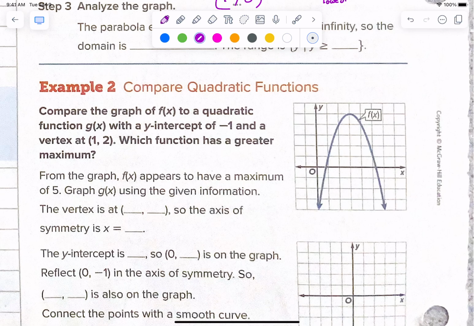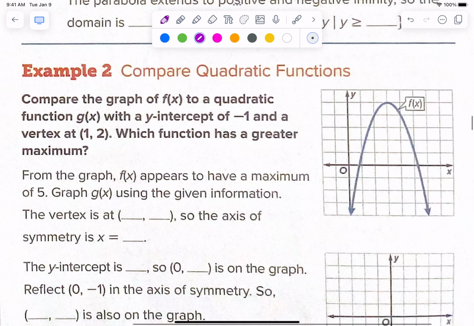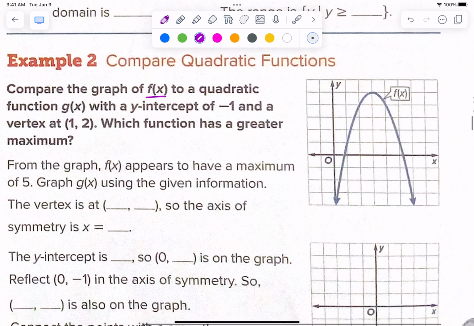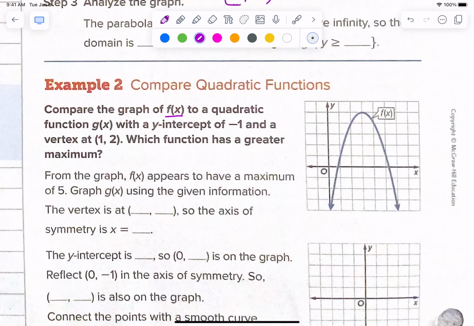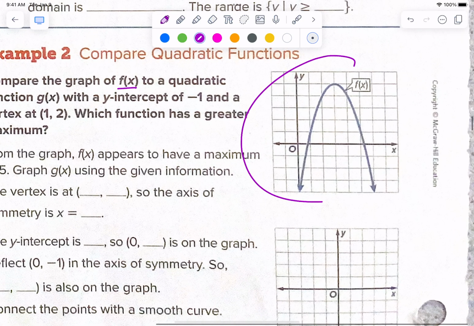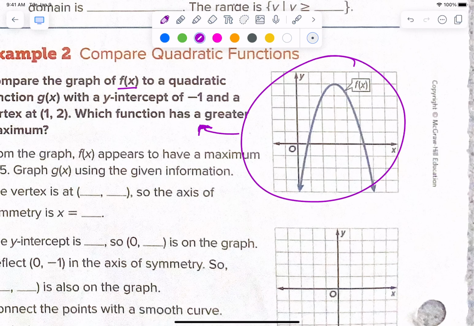All right, example 2. Here we go. They're going to have us graph what this thing looks like. Compare the graph of f of x to a quadratic function with a y-intercept of -1 and a vertex at 1, 2. Which function has a greater maximum? Okay, so this is the function that they're giving me. This is not the one that they're talking about here. We're going to graph the one that they're talking about there.